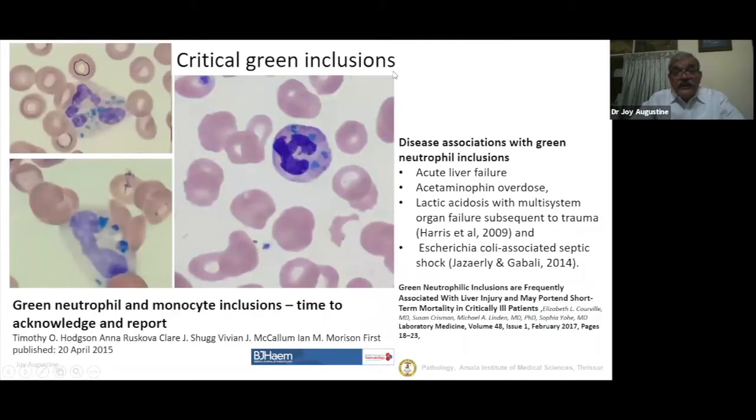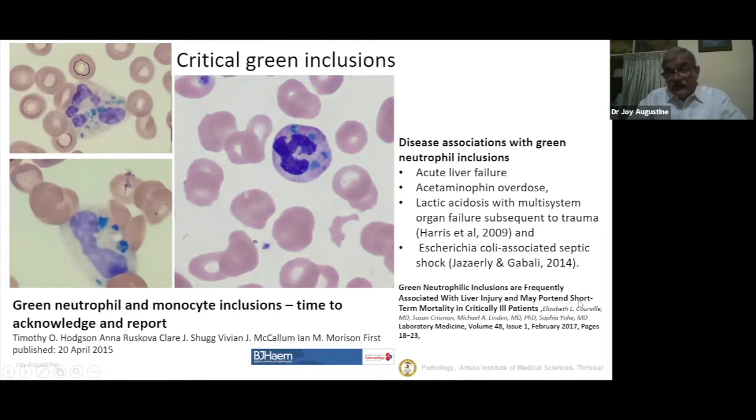Now, critical green inclusions. These have been increasingly recognized and ignored. They are actually bluish green bodies seen in the neutrophils and monocytes. And they are supposed to be a feature which you associate with terminally ill patients, or ill patients who are likely to do badly. So this is supposed to be a very bad sign, which is why it's called critical green inclusions. Now, there are several papers coming out saying that this is not to be ignored, but has to be acknowledged and reported.